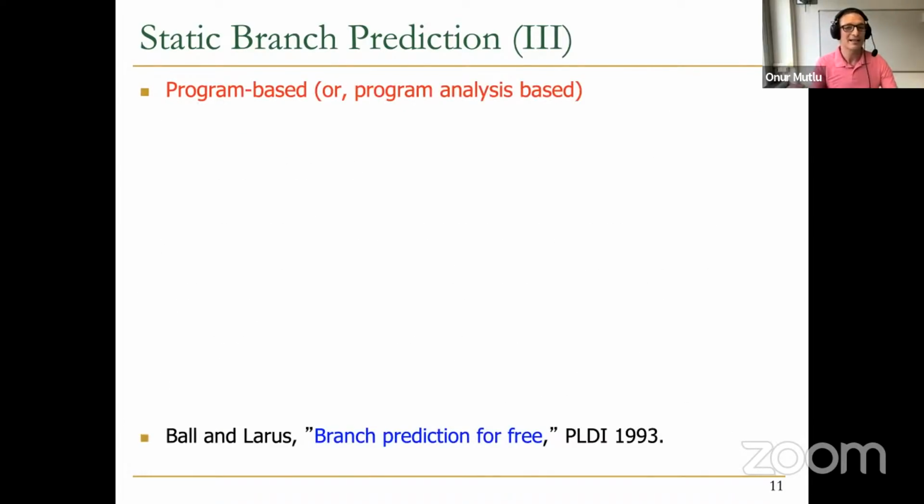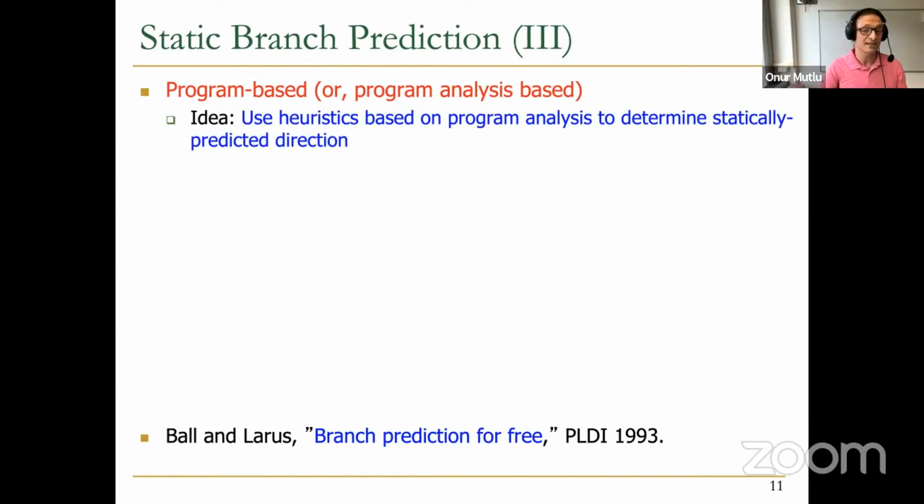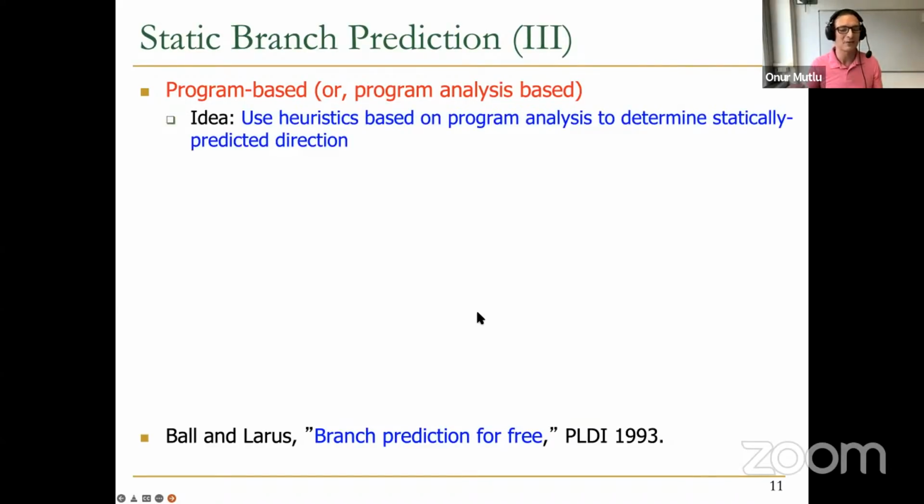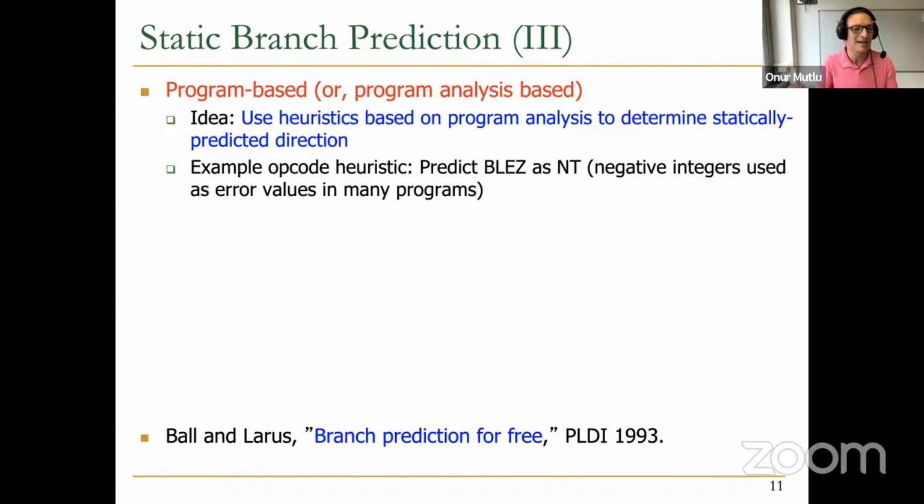Okay, the other idea is to have program-based or program analysis-based prediction. This is also very interesting. And the idea is to use heuristics based on program analysis to determine statically predicted direction. So this is different. It's not using profile. It's using heuristics. And this paper actually is a seminal paper that talks about branch prediction for free. Let's say it's not for free. There's some compile time analysis that you need to do.